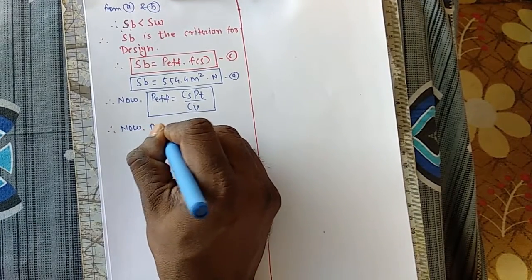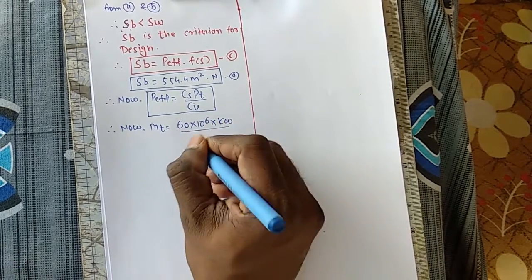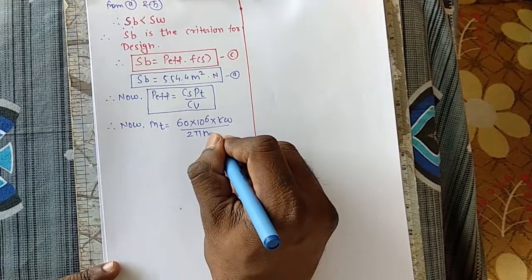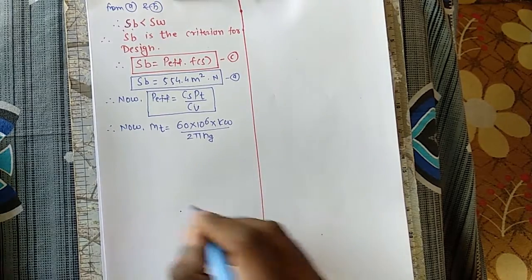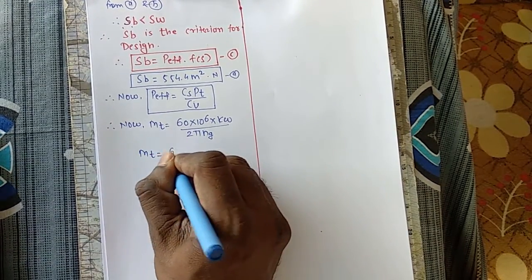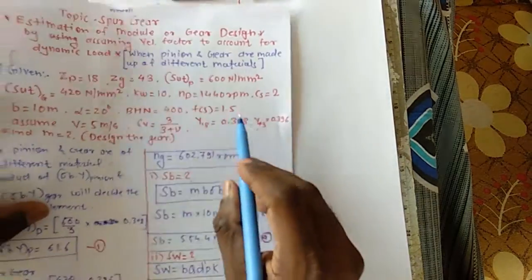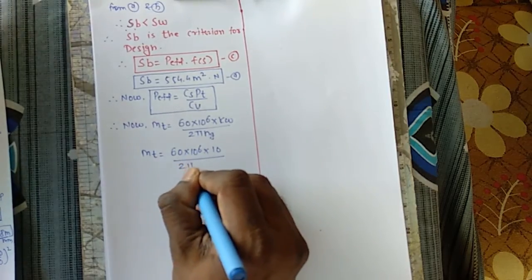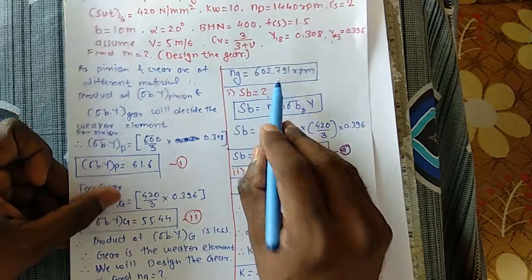So I will start with PT first, and for finding out the value of PT we should know the torque. So torque is equal to 60 into 10 raised to 6 into power in kilowatt divided by 2 pi n. But my friends, here I will be using suffix g, because the gear is the weaker element, right? Therefore MT is equal to 60 into 10 raised to 6 into power in kilowatt, I think power is given as 10 kilowatt here, and divided by 2 pi Ng. Ng means RPM of gear, gear is weaker, 602.791.